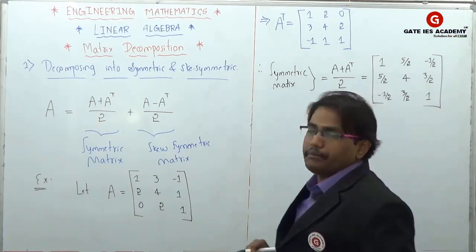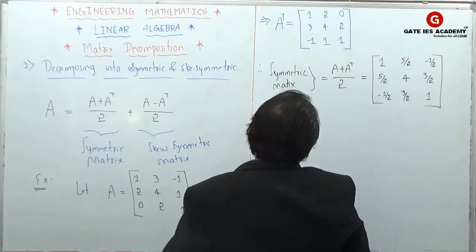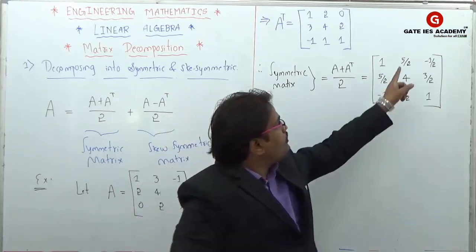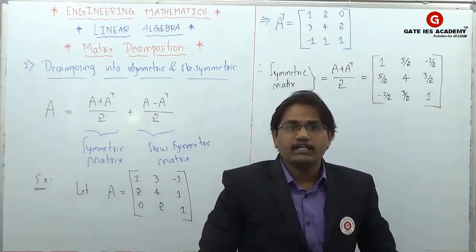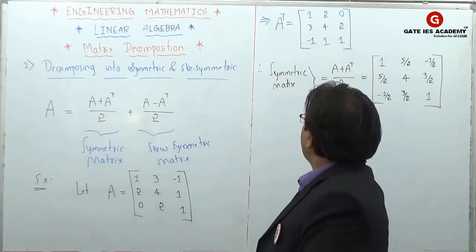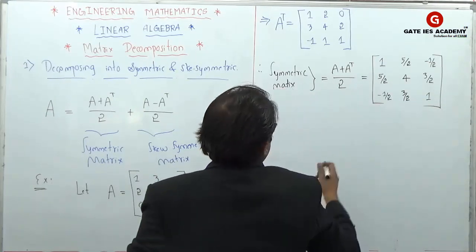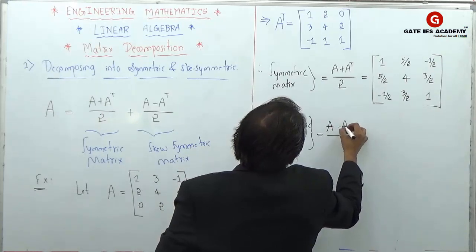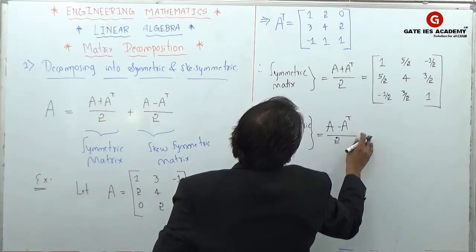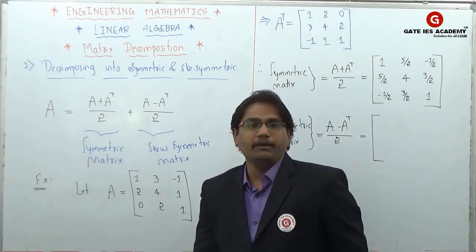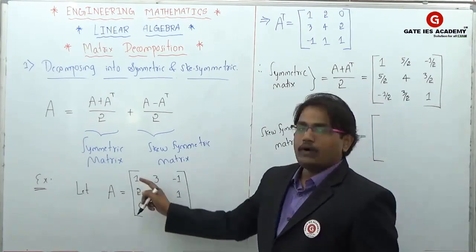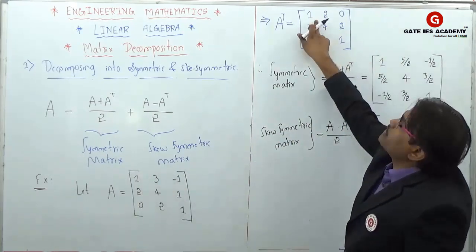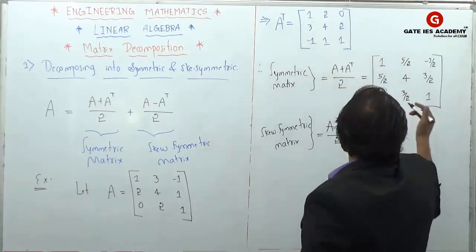So this is the symmetric matrix. You can see it here: 5 by 2, 5 by 2, minus 1 by 2, minus 1 by 2, 3 by 2, 3 by 2. This is a symmetric matrix. And what is the skew symmetric matrix? A minus A transpose divided by 2. So 1 minus 1 is 0, and 0 by 2 is 0.